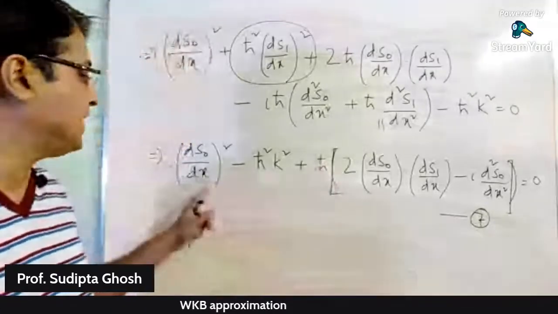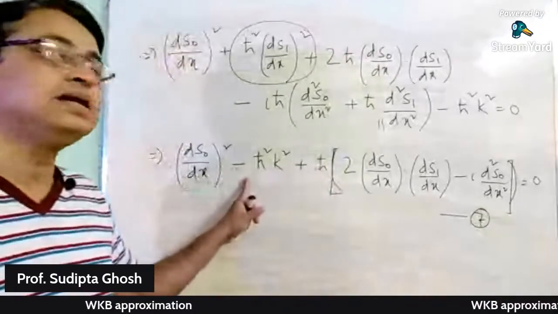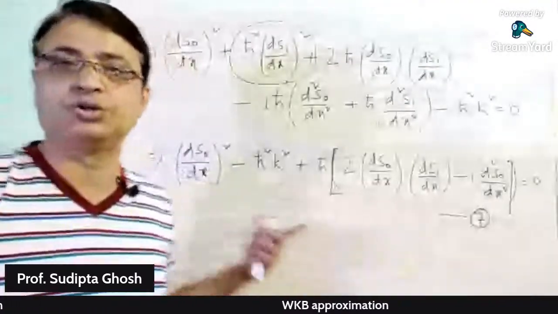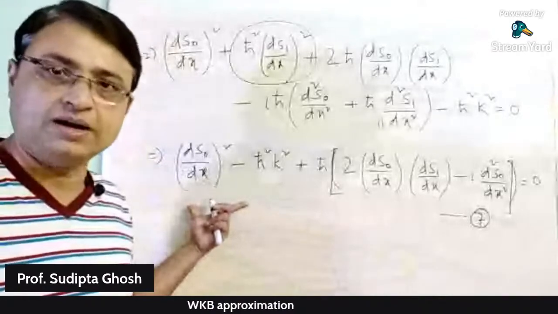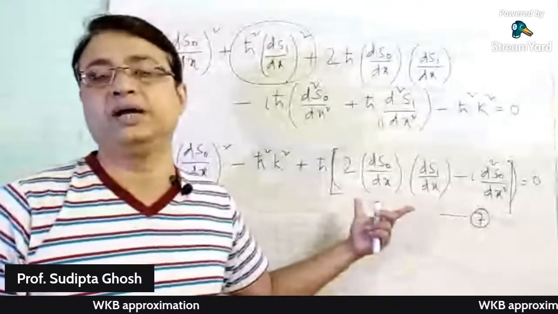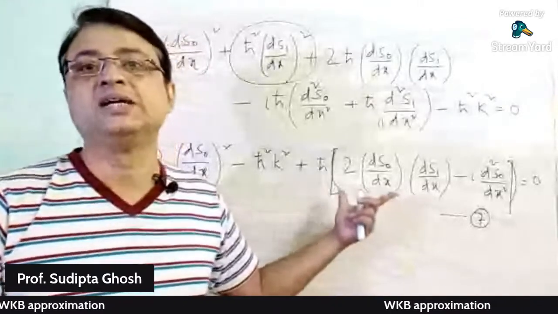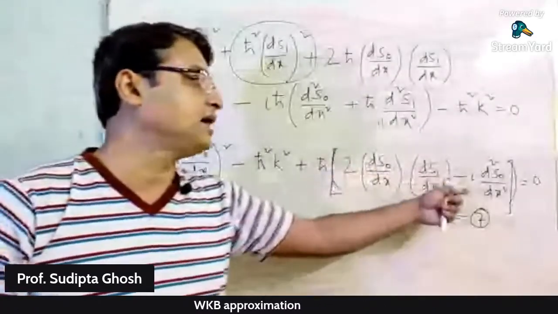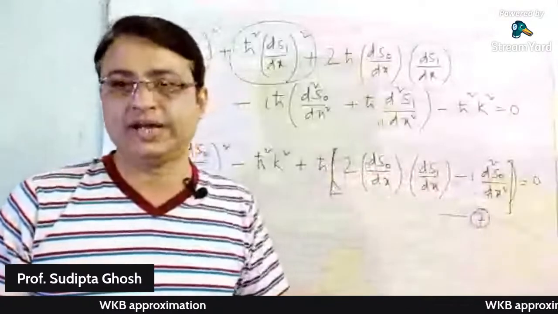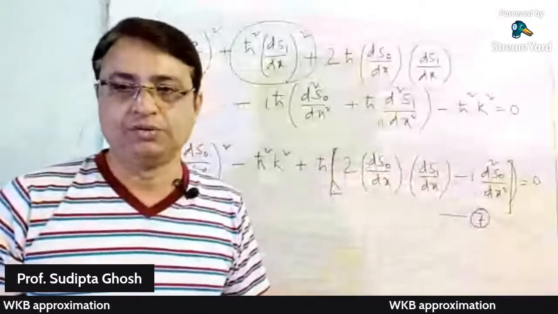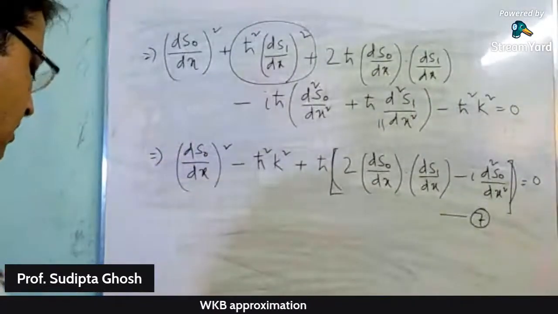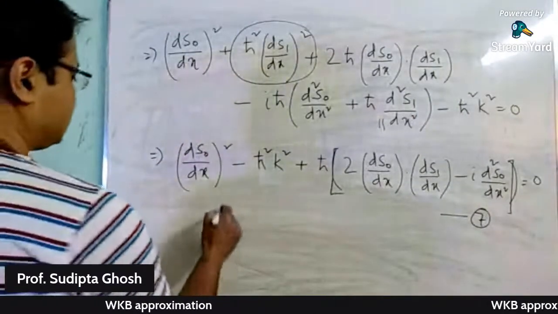One is (ds0/dx)² minus ħ²k² equals 0. So this is my equation 1, and the other equation should be in the parenthesis as 2 (ds0/dx)(ds1/dx) minus i d²s0/dx² equals 0. I think you all can follow this. So we get two equations.